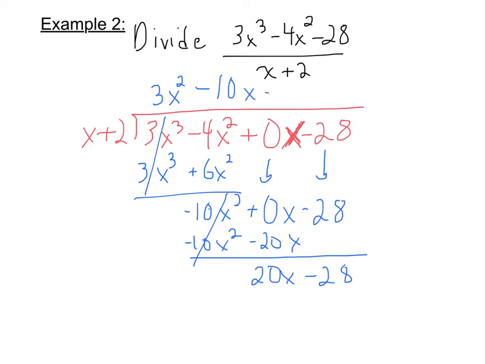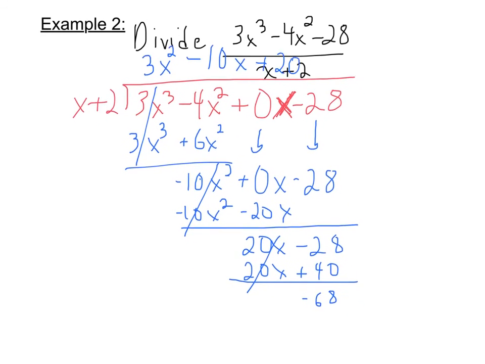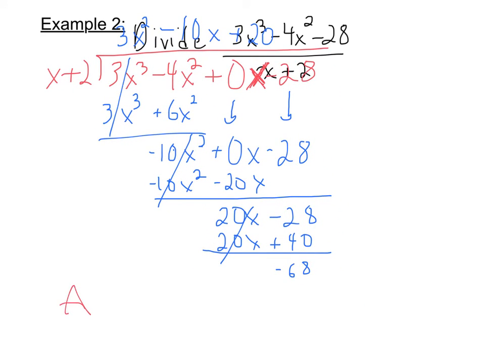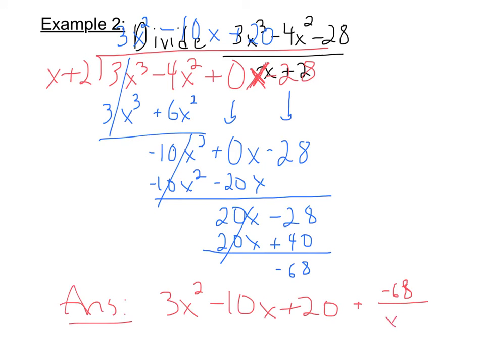Lastly, x goes into 20x, that'll be plus 20. And will give us 20x plus 40. Subtract these, and we have minus 68 is our remainder. Let's write our final answer. I'll make some space. The polynomial result will be 3x squared minus 10x plus 20, and then our remainder, or we'll do plus, and then minus 68 over, sorry, that's a bad 8, the divisor, which was x plus 2.